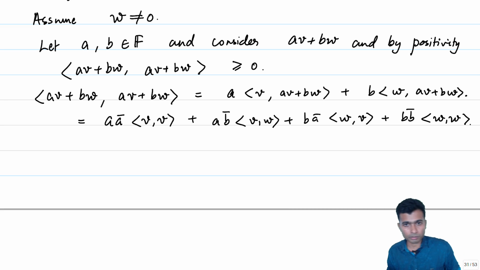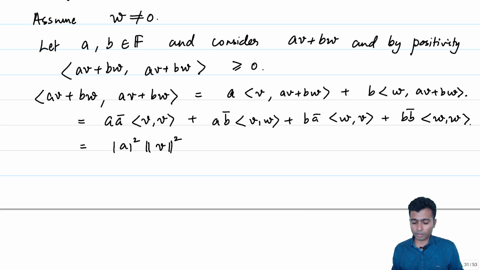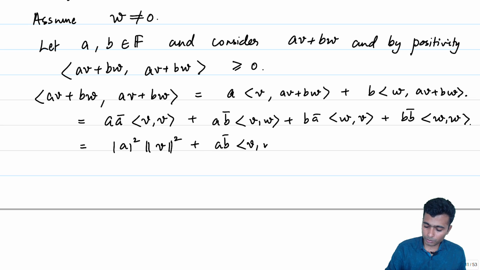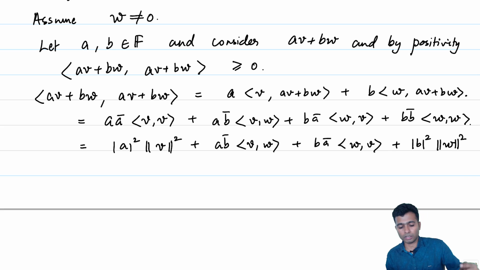What is the product of a complex number with its conjugate? This is just mod A square. And how about inner product of V with itself? That's just the square of the length of V. And then this will be just AB bar VW plus BA bar WV plus mod B square times length of W square. This is precisely what we have, the inner product of AV plus BW with itself.